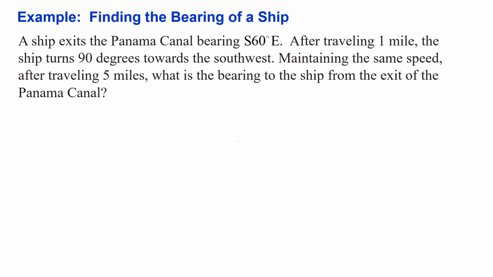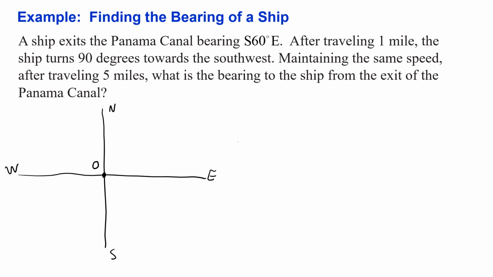So now that we have an understanding of bearings, let's look at an example where we will find the bearing of a ship. In this problem, we are told that a ship exits the Panama Canal bearing south 60 degrees east. After traveling 1 mile, the ship turns 90 degrees towards the southwest. Maintaining the same speed, after traveling 5 miles, what is the bearing to the ship from the exit of the Panama Canal? So to begin solving this problem, let's visualize the scenario.